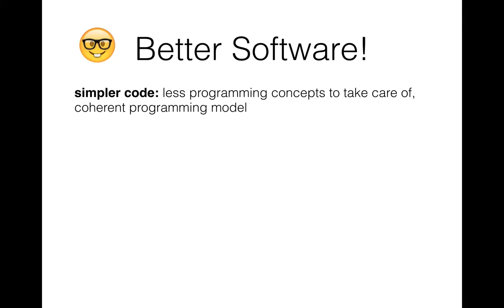And the very short answer is that we are writing better software with FRP. And better software just means it's safer, it has fewer bugs, it's faster to write, and it has all these qualities that we are striving for when we are building software in general. So the first point is that the code will actually be simpler than with an architecture such as MVC. And the reason for that is that we have fewer programming concepts to take care of, fewer programming concepts to learn, and we are using a coherent programming model when we are using FRP.